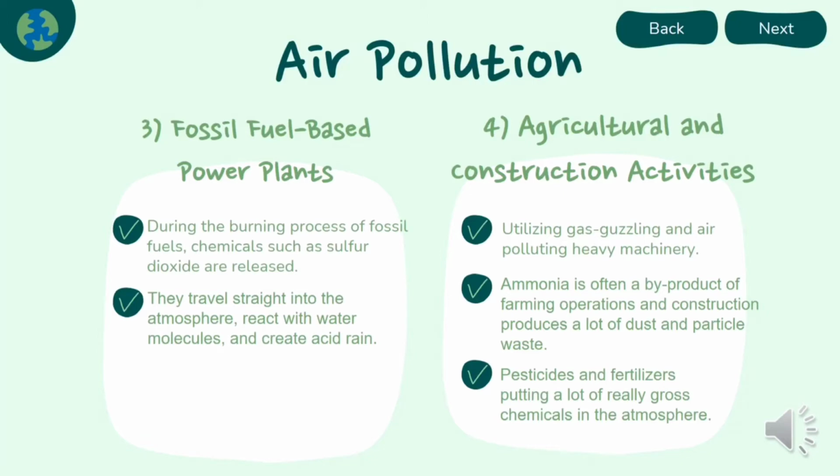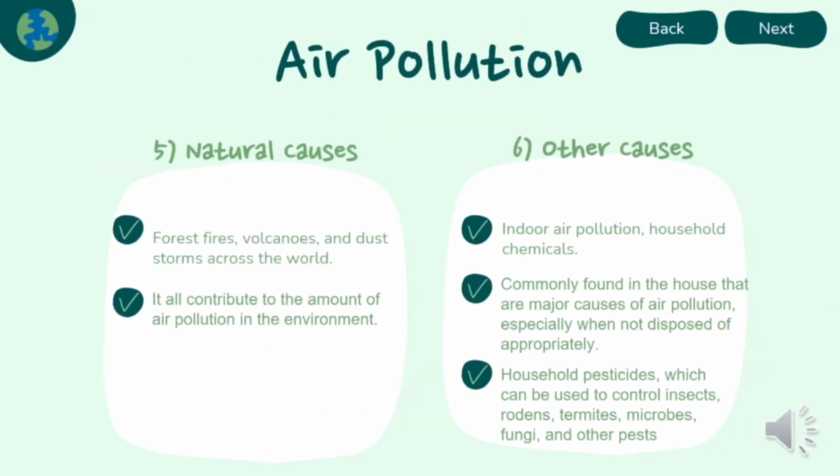Fourth, agriculture and construction activities, which utilize gas-guzzling and air-polluting heavy machinery. Ammonia is often a byproduct of farming operations, and construction produces a lot of dust and particle waste, together with pesticides and fertilizer. Fifth, natural causes. Forest fires, volcanoes, and dust storms across the world all contribute to the amount of air pollution in the environment. Sixth, other causes.